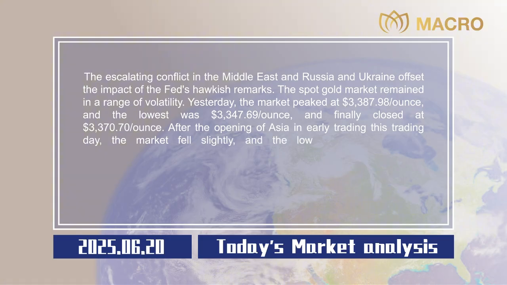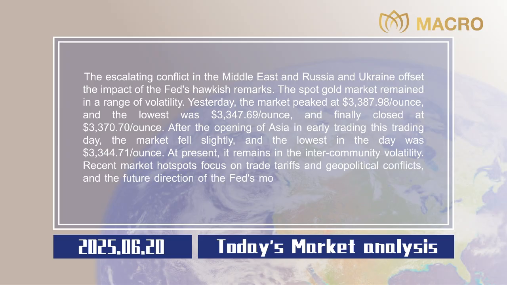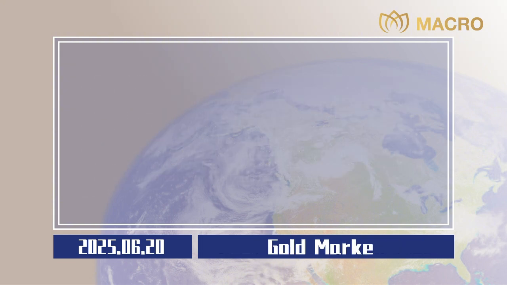After the opening of Asia in early trading this trading day, the market fell slightly, and the lowest in the day was $3,344.71 per ounce. At present, it remains in intraday volatility. Recent market hotspots focus on trade tariffs and geopolitical conflicts, and the future direction of the Fed's monetary policy will also affect the market direction.